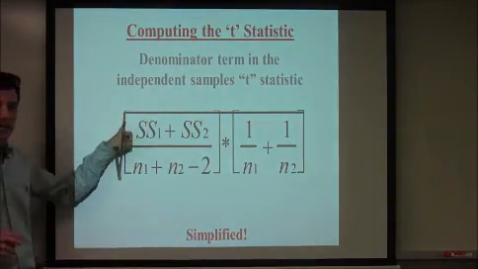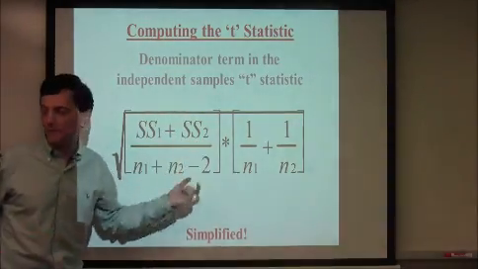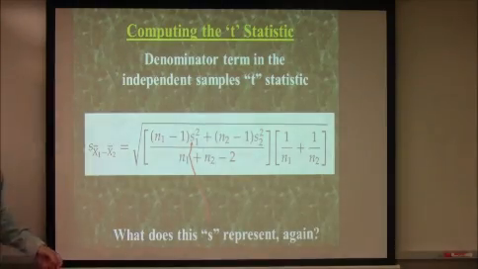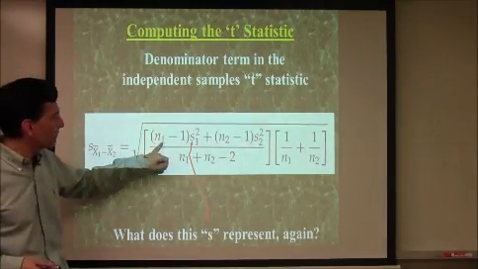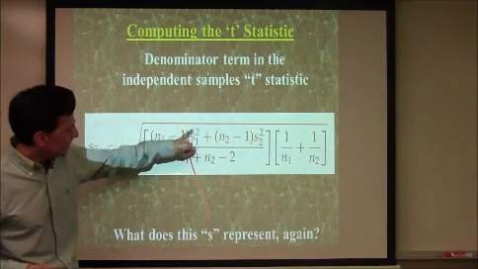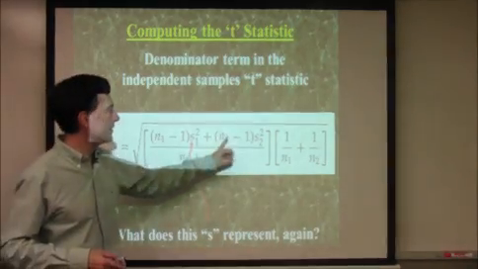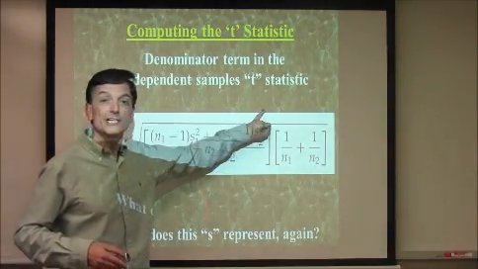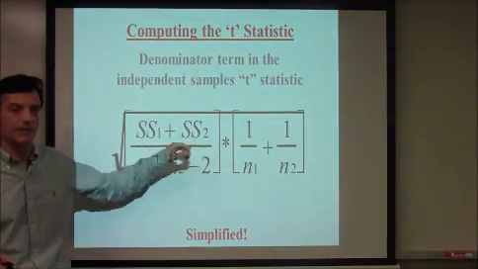And here we have our SS1 and our SS2. That's the sums of squares for the experimental group and for the control group. And back here, we have a more complicated version of that, n1 minus 1 times the standard deviation squared, which is going to be the variance. Same thing over here, n2 minus 1 times the standard deviation squared, and will give us the variance. So hopefully you can see how that all simplifies there.